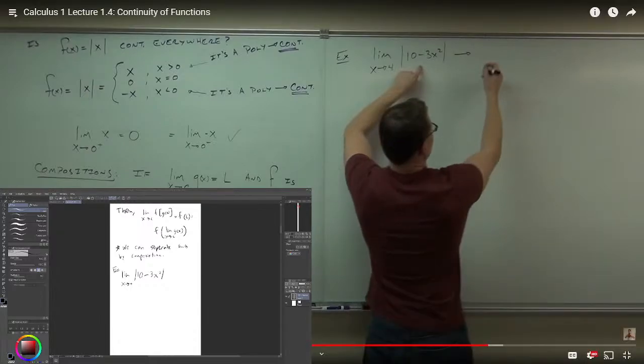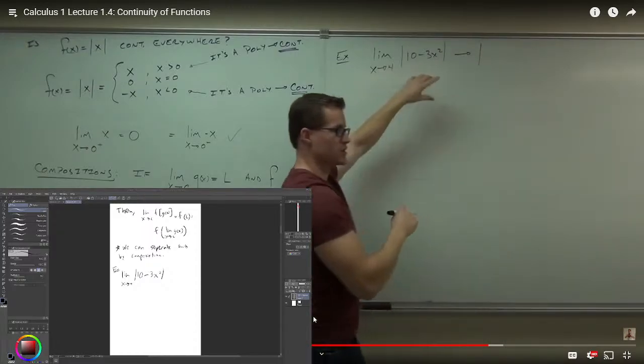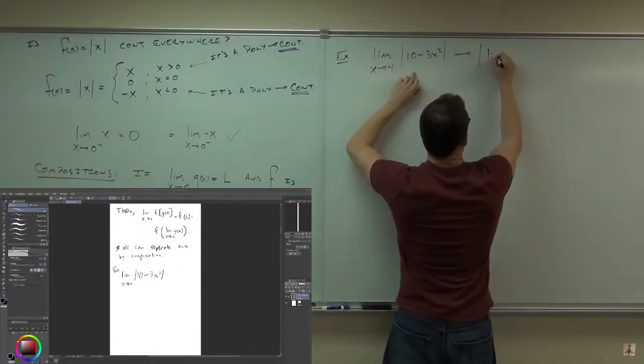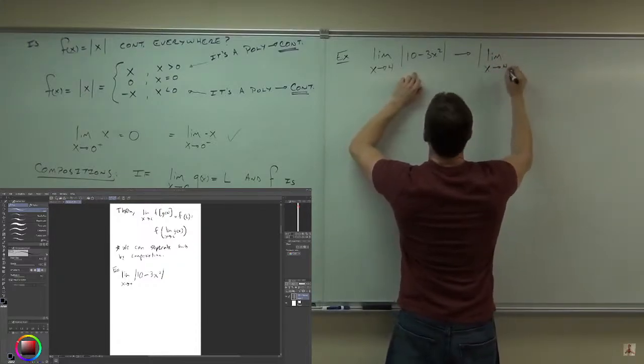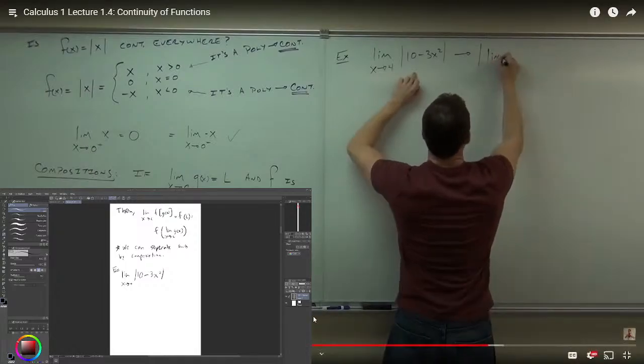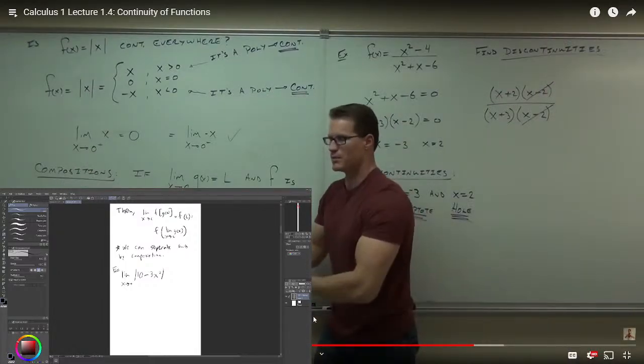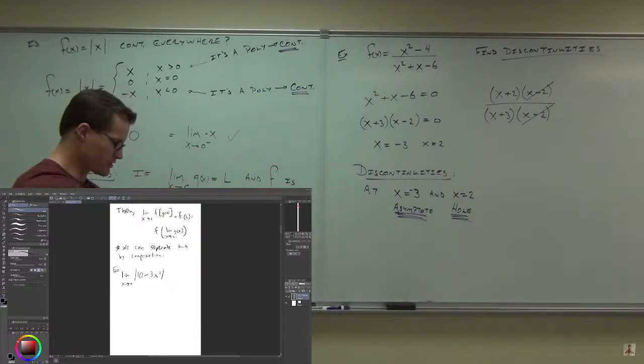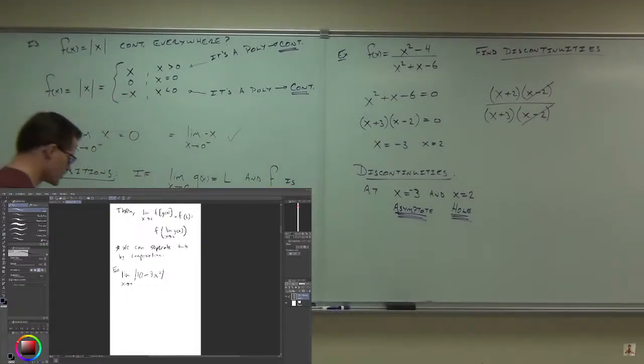Say, oh, well, wait, that's a composition of the function that's continuous everywhere. I can pull that outside. If you remember, we can separate limits by composition. So this says right here, we can separate limits by composition.